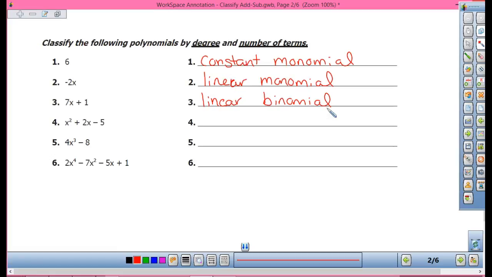Okay, number 4, highest exponent? 2, so that makes it a quadratic, yep. And how many terms? 3 terms, so a quadratic trinomial, yep, good job. Okay, number 5, highest exponent? 3, so that makes it a cubic binomial, yep, because there's 2 terms.